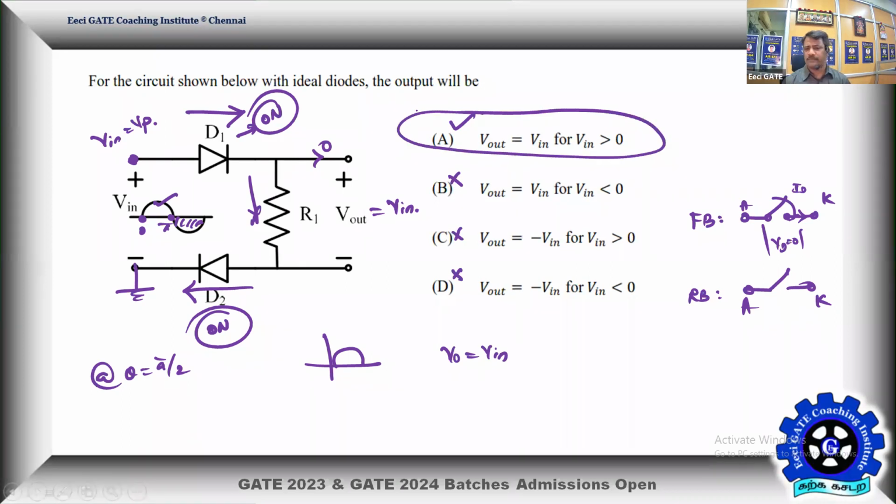So that's a simple problem looking like a half wave rectifier, producing only positive half cycles in the output and not giving any output during negative half cycles.